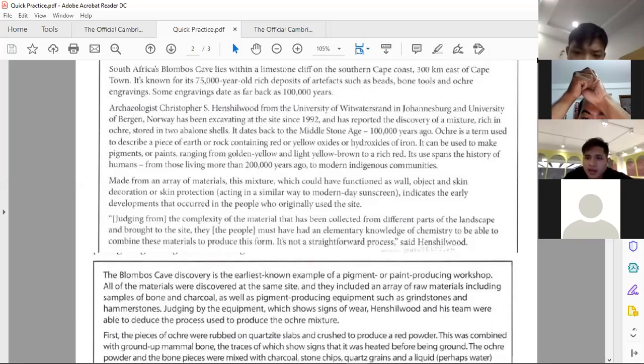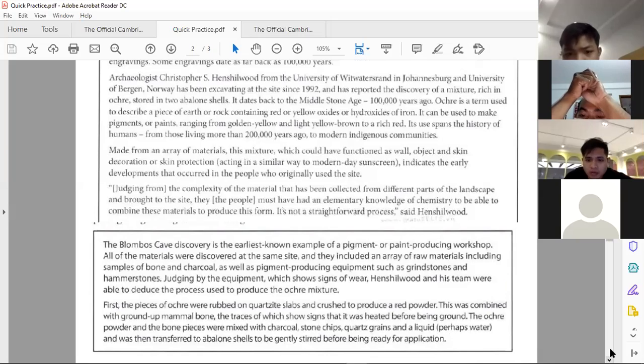Is this the end of the text, or is there another part? Here, I won't scroll down. Yes, that's all. It's just a short one. We don't want to find the long one.